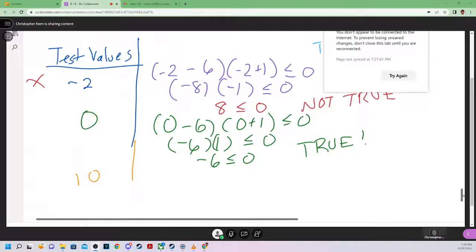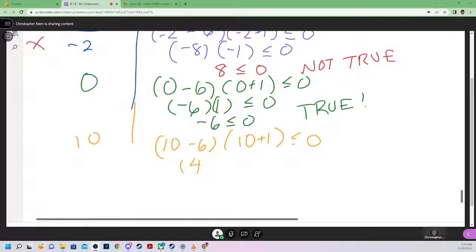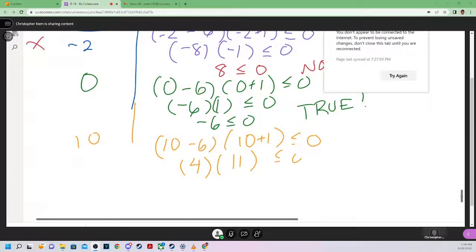If I were to plug in 10, I get 10 minus 6 times 10 plus 1 less than or equal to 0. We get 4 times 11. This is 44 less than or equal to 0. This is not true. So we only have one region that is true.